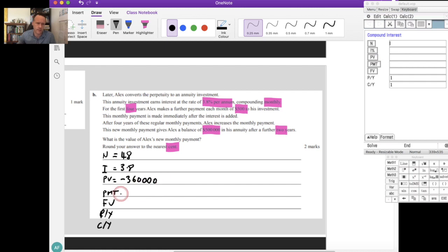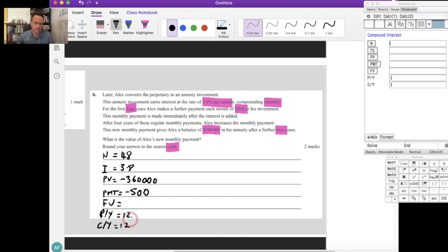It's negative, and he also pays them $500 a month. Whoops, not 5,000, 500. My mouse is super glitchy today. So 500. Then we've got future value. Future value we're going to solve for, and both of these are 12.